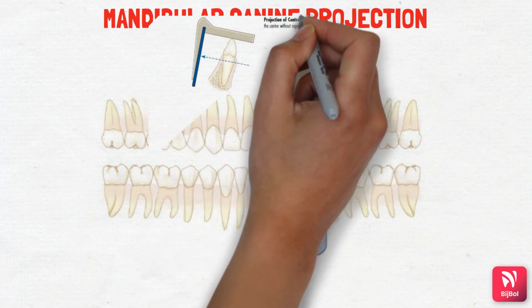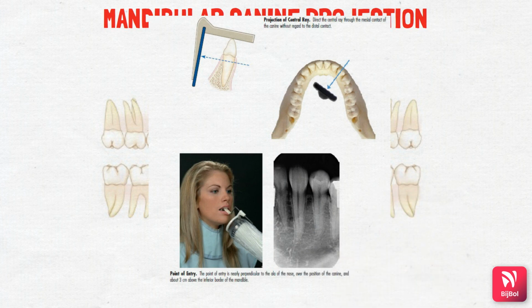Next projection is the mandibular canine projection. Direct the central ray through the mesial contact of the canine without regard to the distal contact because of the curvature of the mandible here. Point of entry is nearly perpendicular to the ala of the nose over the position of the canine, about 3 cm above the inferior border of the mandible.